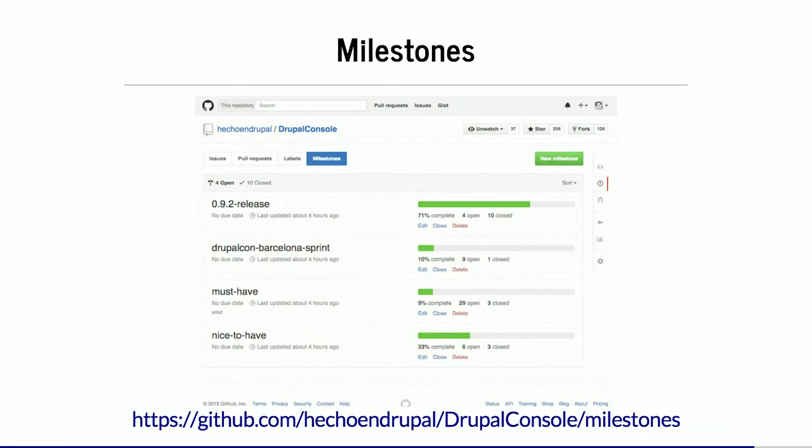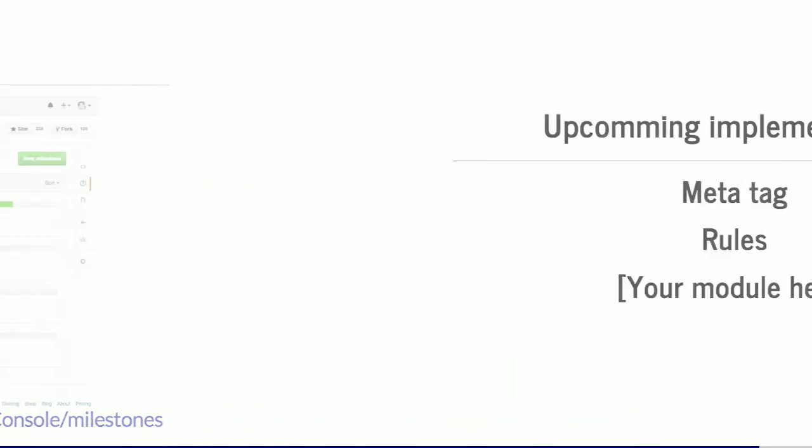Okay, we have milestones. If you go to GitHub, to Drupal Console, you can see the milestones, so you can see what we are working on for the next release. I'm planning to tag a new release maybe tomorrow, and I'm planning to do a sprint tomorrow. If I do the sprint, maybe I'll tag it for Monday or Tuesday. And probably you can help me with a pull request. That would be great, and your avatar will show up the next time I talk about this. You can see what's coming.